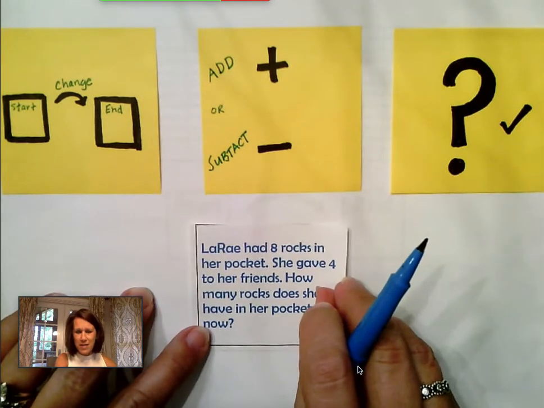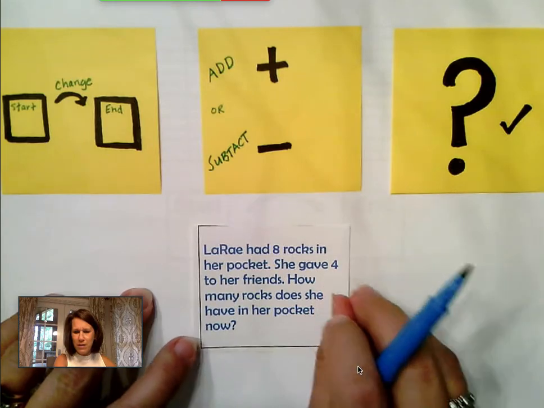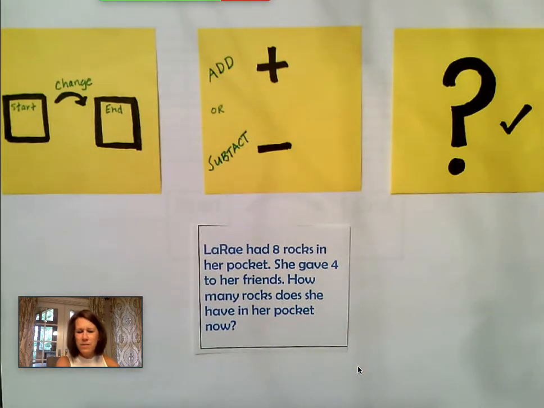I was in 3rd grade the other day, and they were collecting some rocks on the playground to study. Here's a question. Lorraine had 8 rocks in her pocket. Are you thinking that's how she started? She gave 4 to her friends. That's what changed. How many rocks does she have in her pocket now? You're right. We're figuring out how it ends. Did she add or did she subtract? She gave them away. Yeah, subtract.